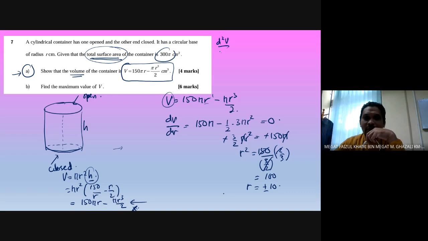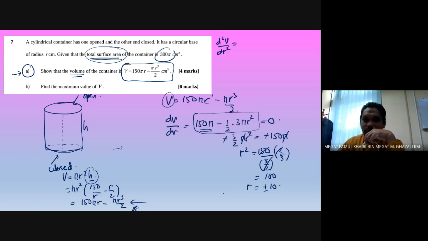Second derivative of V with respect to r. dV/dr equal to 150 pi, and then times 1 over 2, 3 pi r squared. So, is there any r left here? Nope. So, it's a constant now. So, differentiate V with respect to r for the second time. This will turn 0.